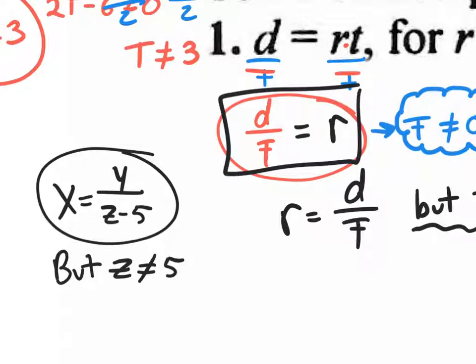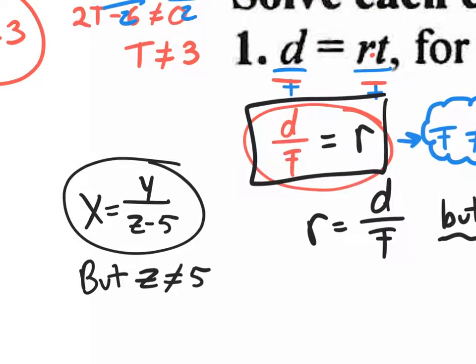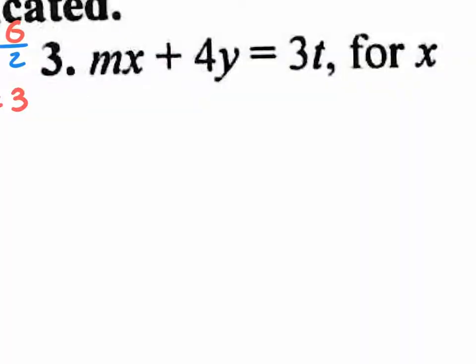Okay, let's actually get to some real problems here. So this is number 3 from our homework. We have the equation mx plus 4y equals 3t, and they're telling us to solve for x. So x is the movie star, m's the movie star's buddy. The 4y that's being added over here, that's a bum at the corner. What do I do to get rid of that? How do I get rid of a plus 4y? Minus 4y.